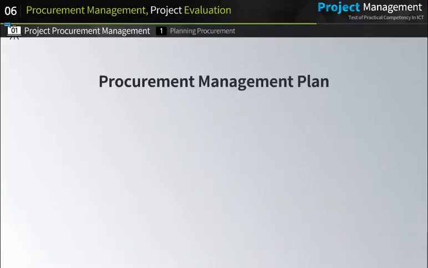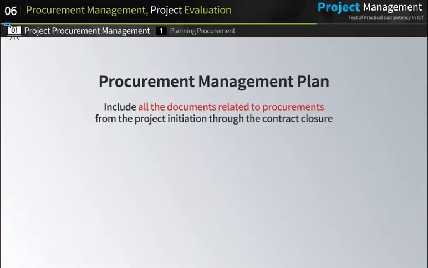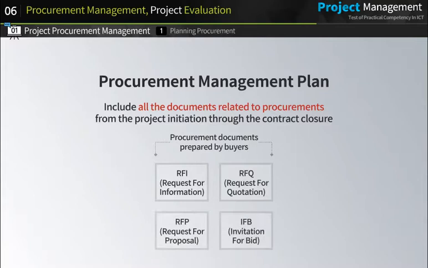Next, procurement documents. The procurement management plan includes all the documents related to procurements, from the project initiation through the contract closure. First, key documents that buyers need to prepare include RFI, RFQ, RFP, and IFB. These terms are frequently used in business, so you need to be well aware of them.